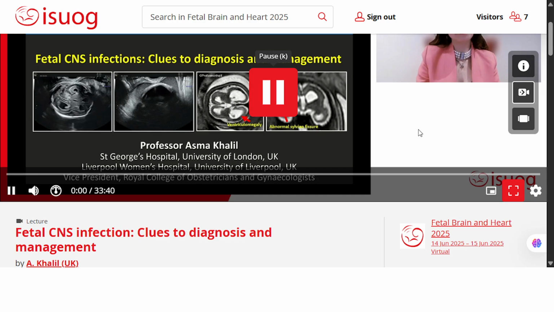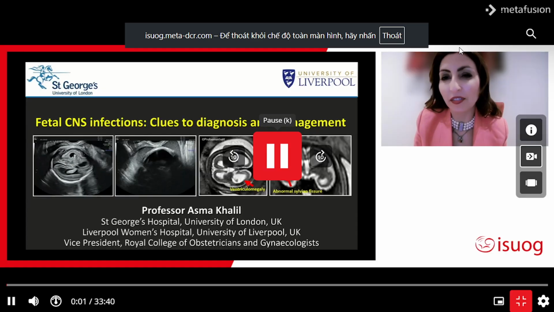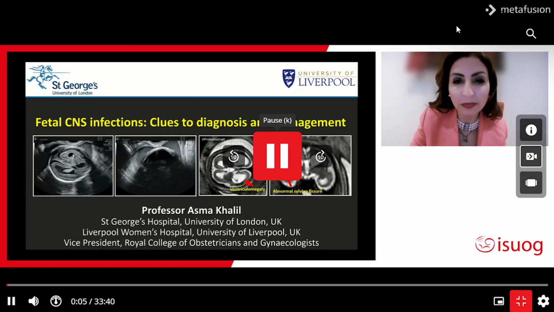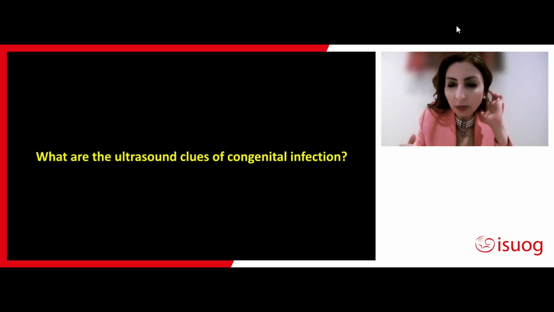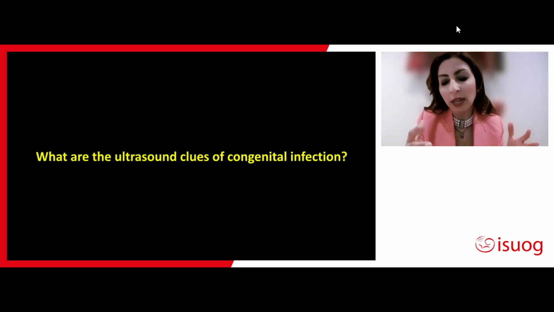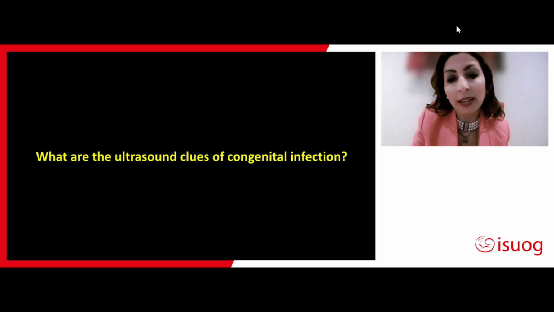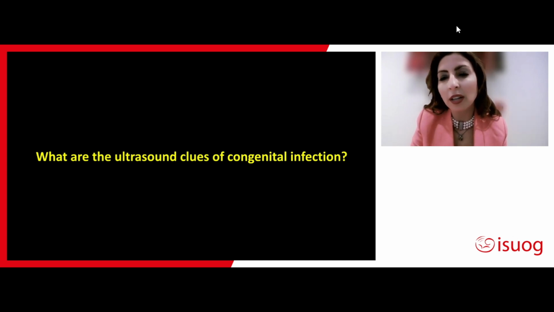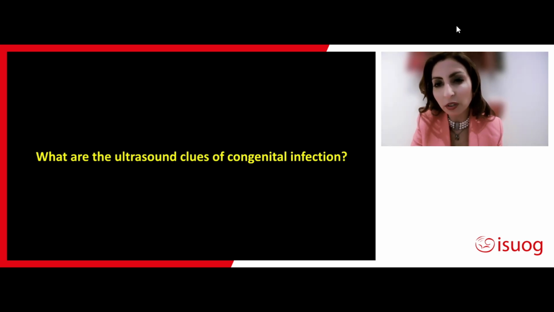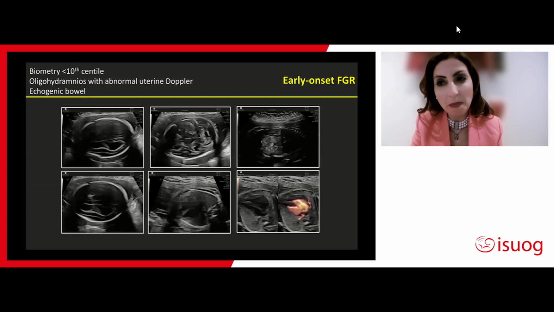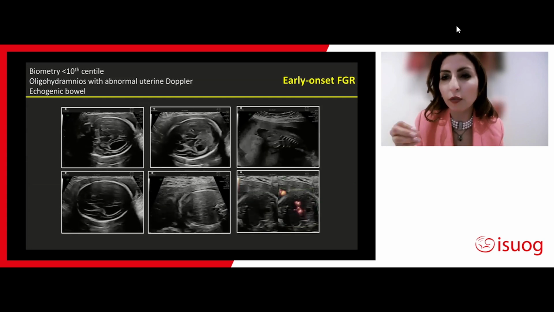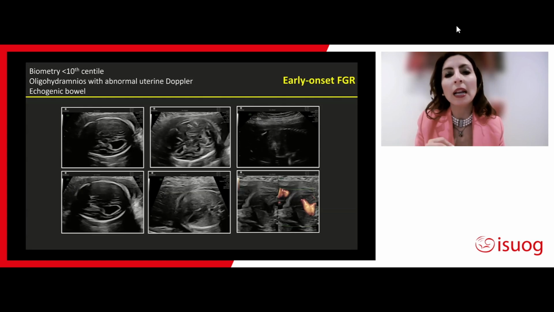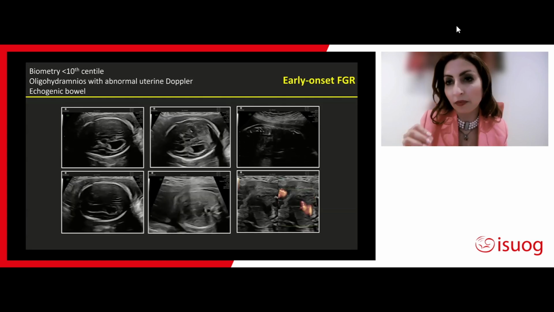And in this talk, I'm going to focus on fetal CNS infections, clues to diagnosis and management. I'm going to start with ultrasound, because the truth is that we don't routinely screen for all congenital infections, and it can vary from one country to another. The more likely scenario is that you see something on the ultrasound scan that makes you suspect that the fetus might have a congenital infection, and therefore triggers testing. I'm going to demonstrate that through a few cases.